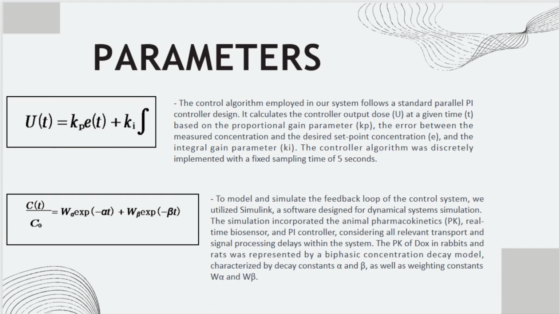The simulation incorporated the animal pharmacokinetics, real-time biosensor, and PI controller, considering all relevant transport and signal processing delays within the system. The PK of dogs in rabbits and rats was represented by a biphasic concentration decay model, characterized by decay constants alpha and beta, as well as weighting constants W alpha and W beta.